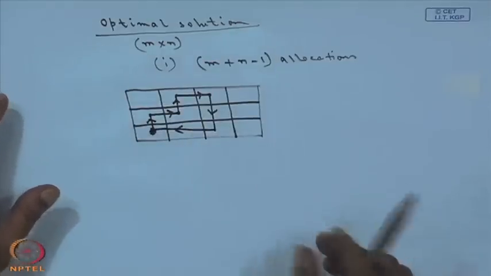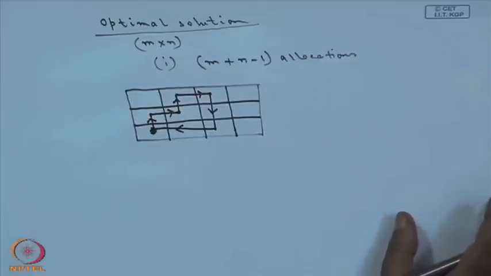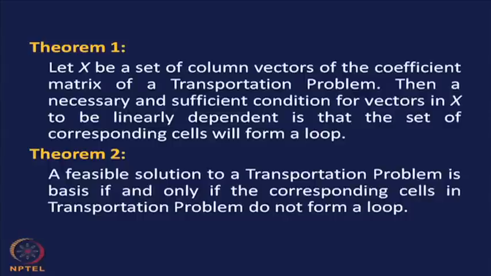Now, two theorems are available on this. Theorem 1 states: let X be a set of column vectors of the coefficient matrix of a transportation problem. A necessary and sufficient condition for the vectors in X to be linearly dependent is that the set of corresponding cells forms a loop. From theorem 1 it is very clear that if the set is linearly dependent, then it cannot be the optimal solution. That is clear again from theorem 2.